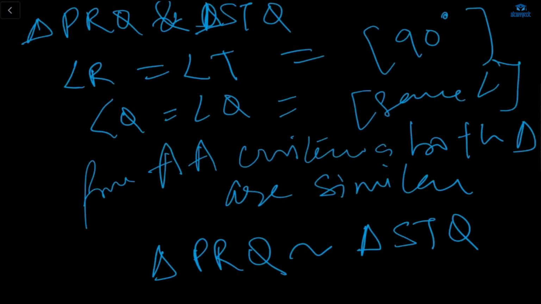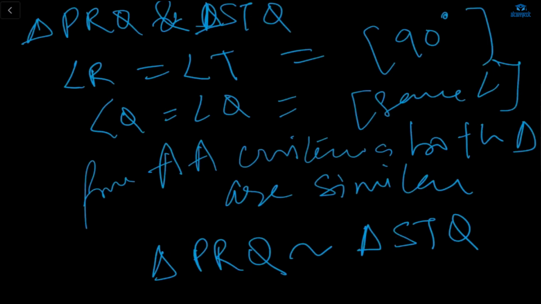The AA criteria: if all the three angles are equal, the triangles will be similar and the sides will be in the same ratio. The third criteria is SAS. If one angle is equal, and the two sides containing that angle are in the ratio, then the two triangles are similar. These are the three criteria.